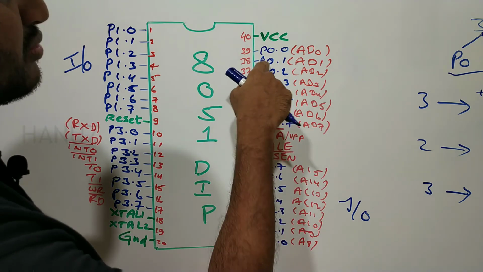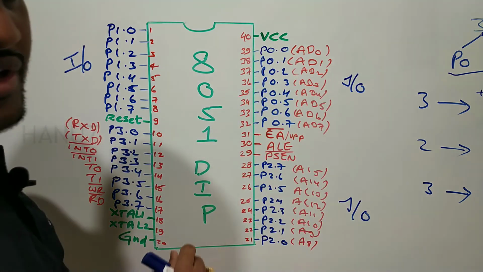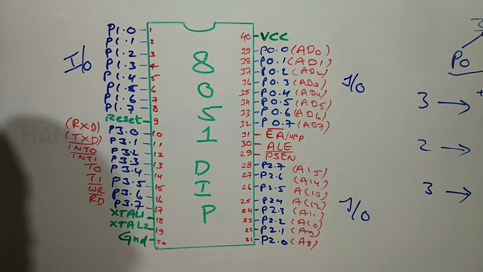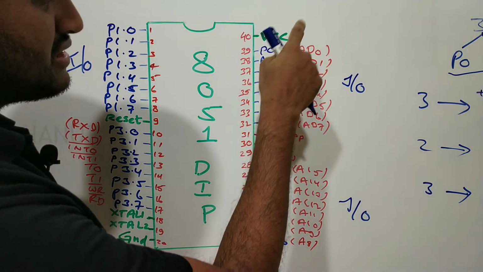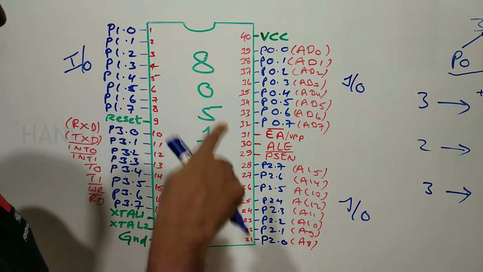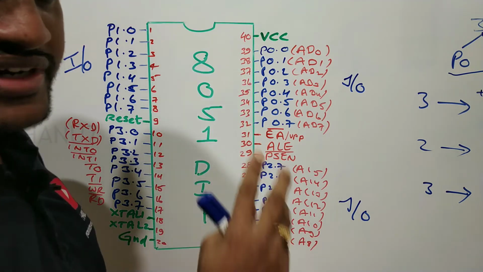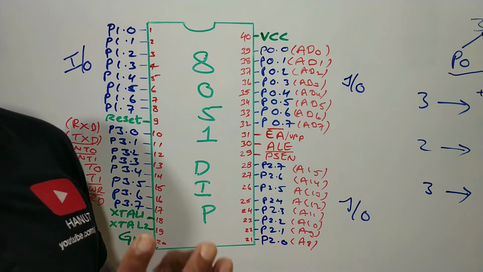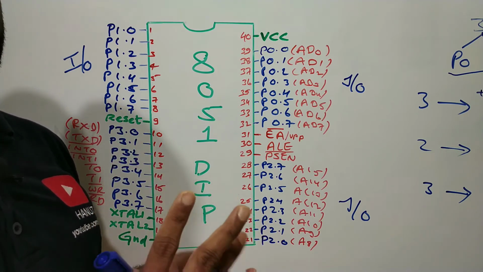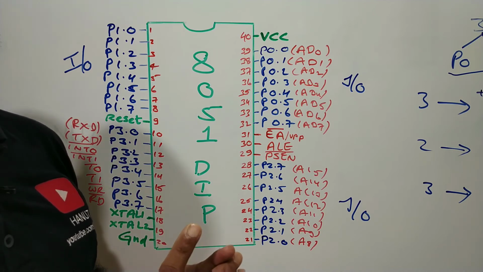Similarly, port 0 is meant for I/O operations. All the pins will work like I/O pins, and it is also having address bus A0 to A7 and data bus D0 to D7. That means these pins 32 to 39 will provide us three things. One is IO lines, the other one is address bus, and the third one is data bus.